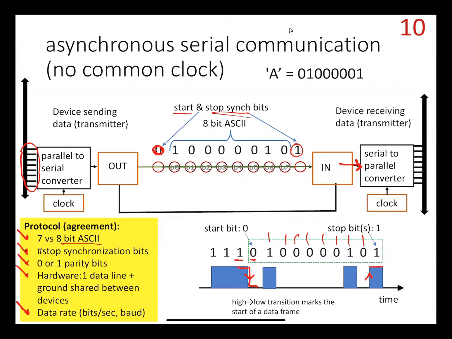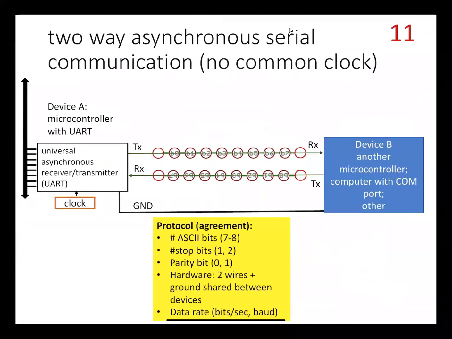But let me just show you how we would make this two-way communication. Instead of just transmitting from the left and receiving on the right, how do we evolve this picture into a scheme that can both transmit and receive even simultaneously? Okay. Well, here's the picture. So focus on the left. This would be device A, such as the microcontroller, our Atmega 328P, and it has inside it a UART, a universal asynchronous receiver transmitter.